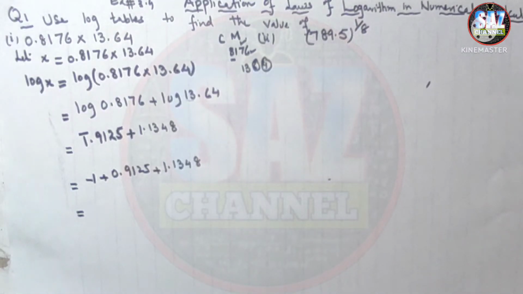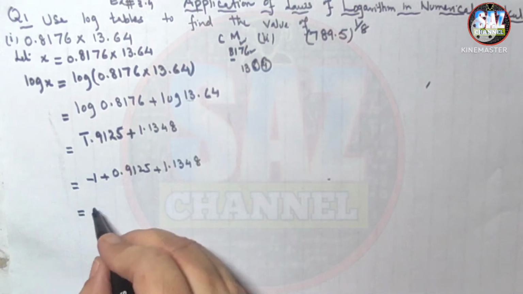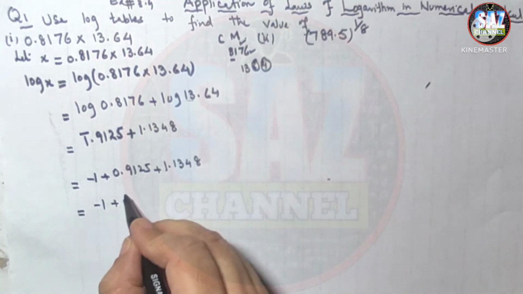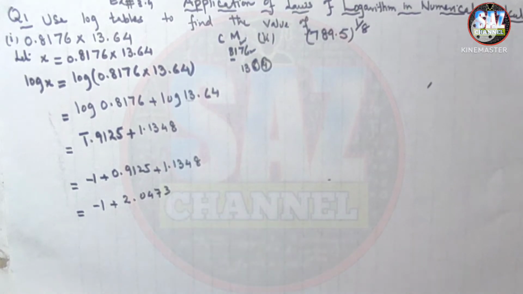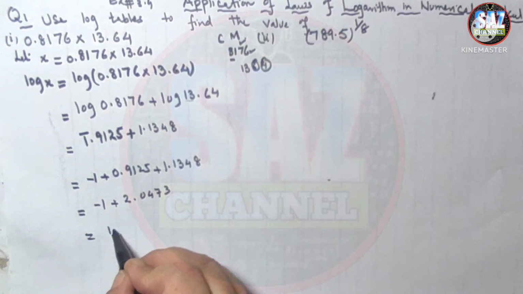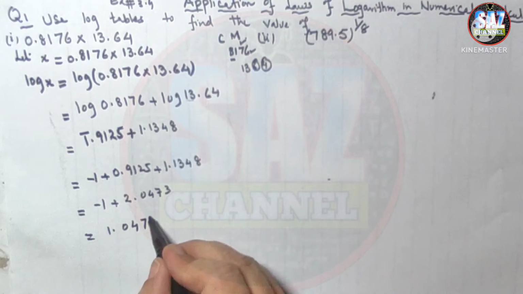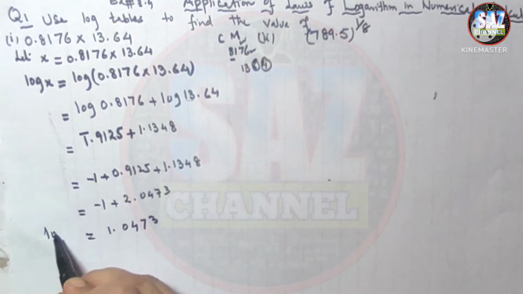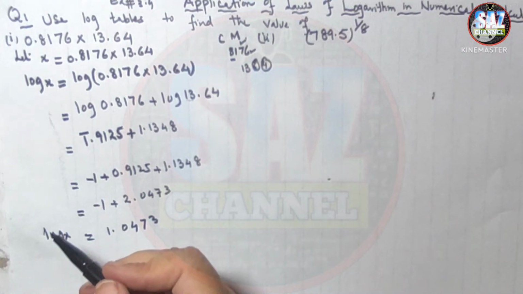1.1348 plus 0.9125, this gives me 2 minus 1 plus 2.0473. I have to take away 1 from this, and I will be left with 1.0473. So 1.0473 is log of x. But what is the requirement of the question?